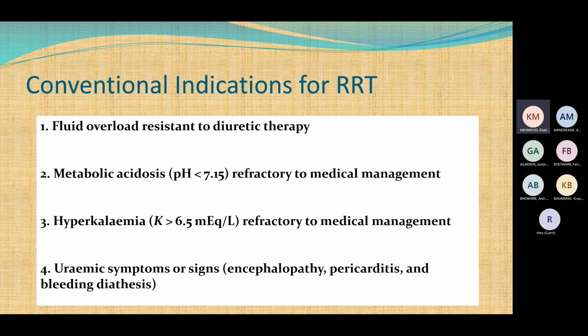So coming to the conventional indications for renal replacement therapy. The first and foremost is fluid overload, when someone is resistant to diuretic therapy. When someone is in metabolic acidosis with a pH less than 7.15, refractory to medical management. It could be hyperkalemia where the potassium is more than 6.5, refractory to medical management. It could be uremic symptoms or signs like encephalopathy, pericarditis, and bleeding diathesis.